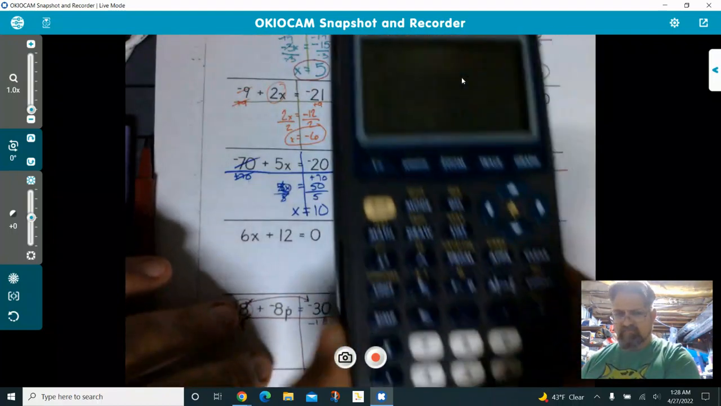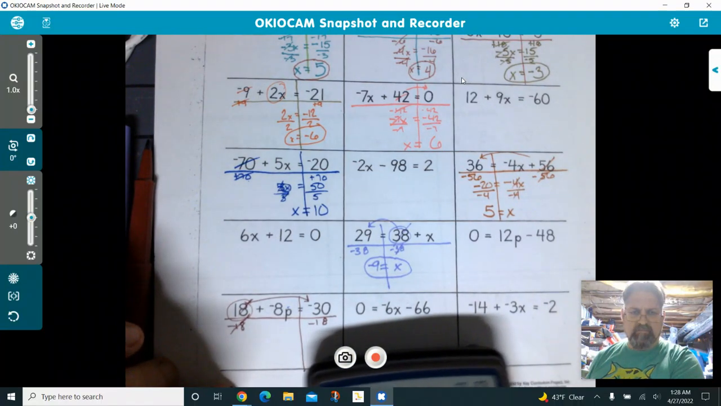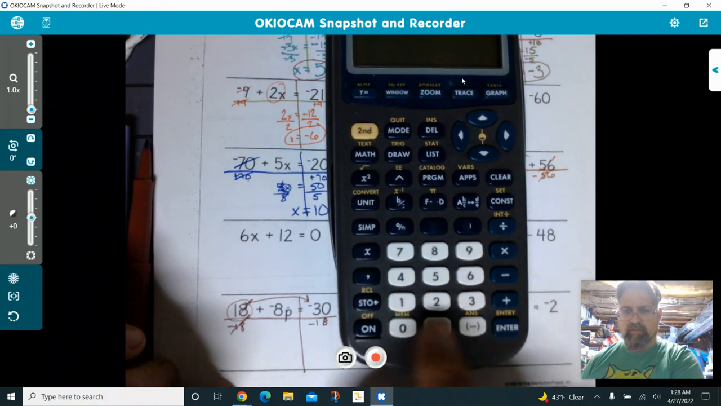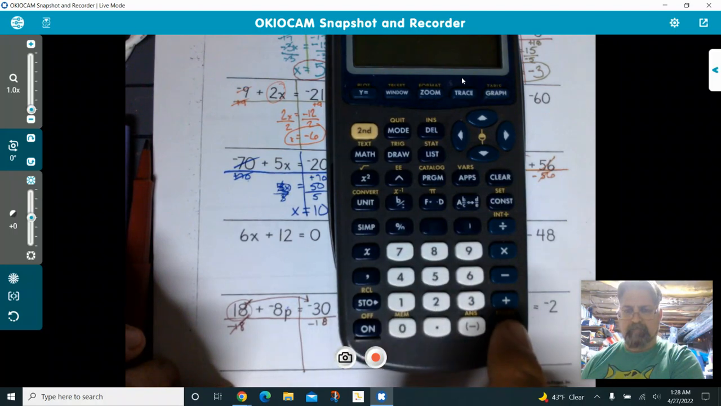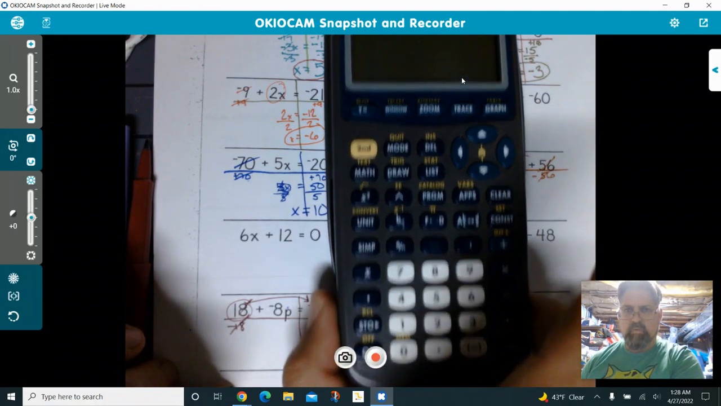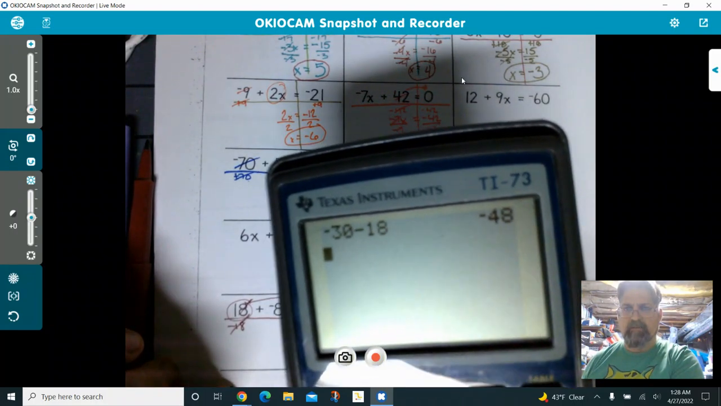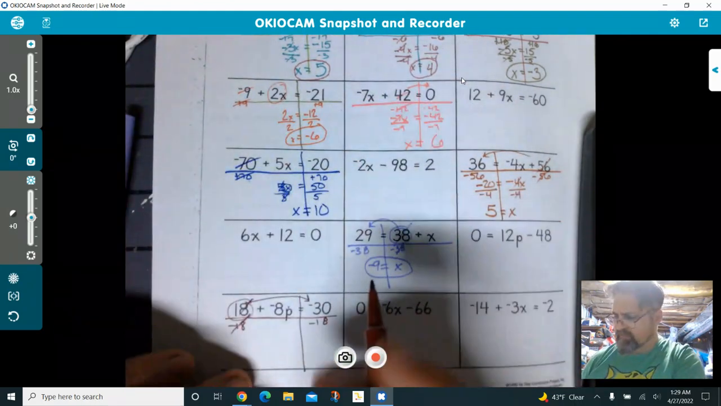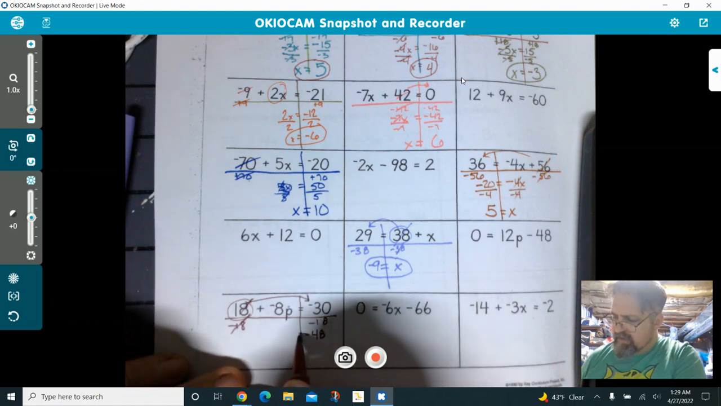Well, let's do this. All right, so we have negative 30 minus 18. Negative 48. Okay, we can work with this. Negative 48. What equals negative 48? Negative 8p.